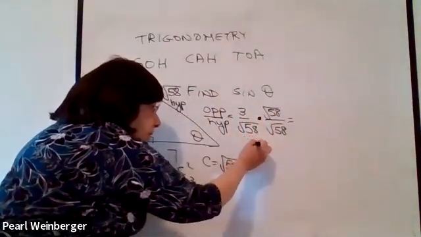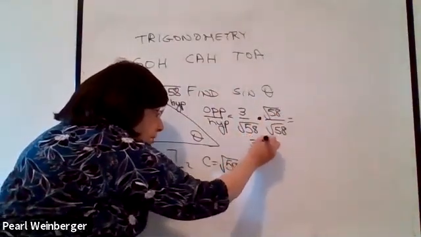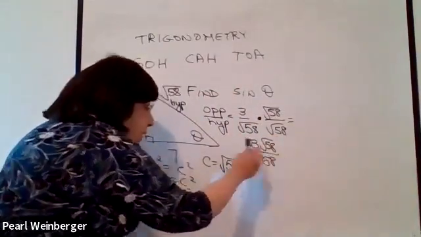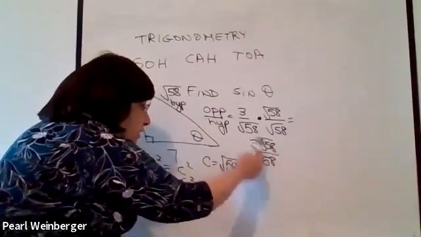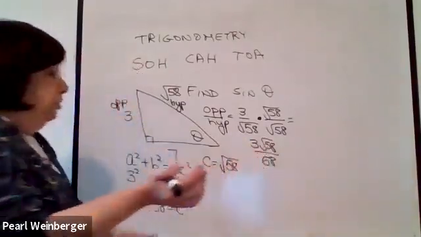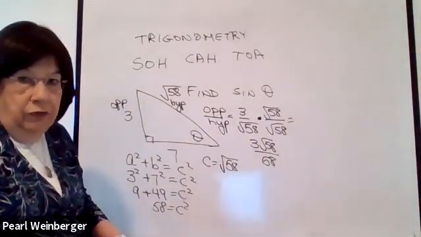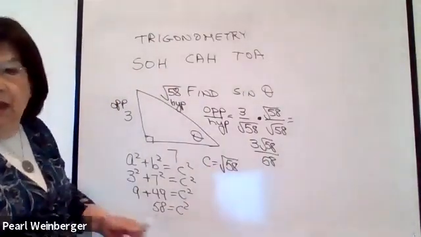So this ends up being 3 radical 58 over plain 58, no radical. And 3 does not go into 58. There's no common factor. So there's my answer, 3 radical 58 over 58. Did anybody get that answer?